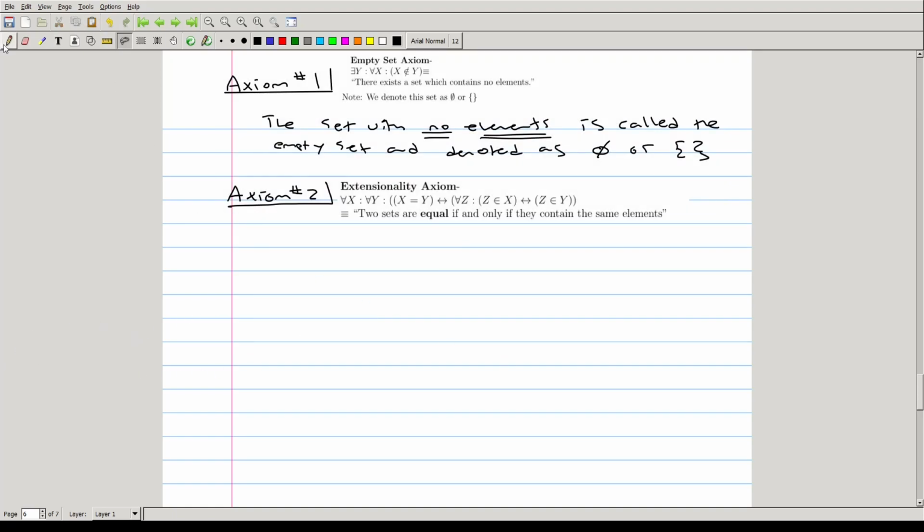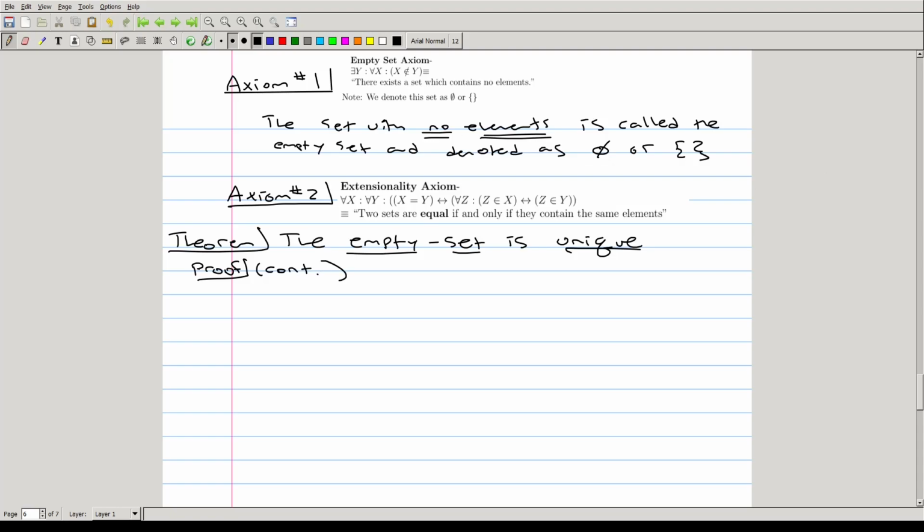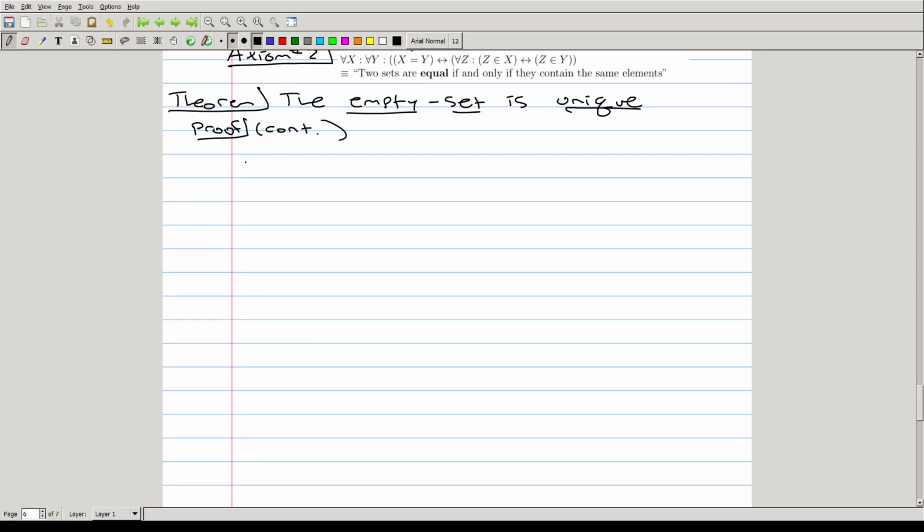The first theorem is that the empty set is unique. What this means is that there's one and only one empty set. This proof is in the book, but I'm going to go through it here. It's a proof by contradiction. We'll start by assuming that the empty set is not unique.